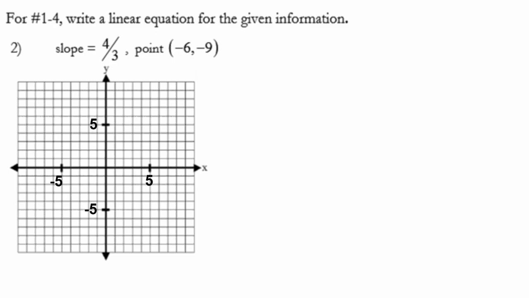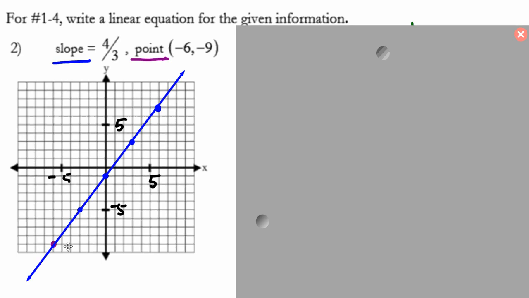If we look at number 2, we have a slope of 4/3 and a point of -6, -9. So again, one of two things. I could plot my point, -6, -9, and from that point go up 4 and to the right 3 to get a visual. So my visual would look like this. Here's my point, -6, -9, going up 4 to the right 3. There is my line. And if I look here, I can see I've confirmed with my slope that I know my y-intercept is at 0, -1.